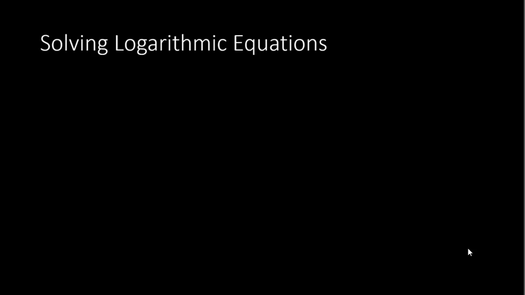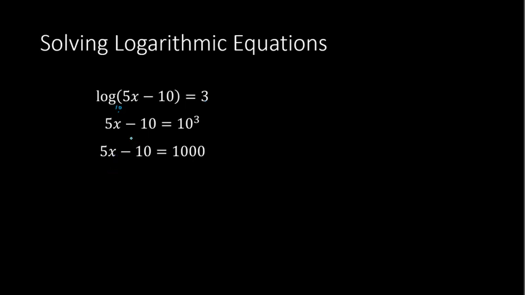Now, for the last part of the lesson, we want to work with solving logarithmic equations. So for example, let's say we had the log of 5x minus 10 equals 3. So the key for this one is we want to get out of logarithmic form and write in exponential form. So if the log does not have a base written, there's an assumed base 10. So we would have 10 to the third power equals 5x minus 10. 10 to the third power is 1,000. We can solve by adding 10 to both sides. We would have 1,010. And then we divide both sides by 5 to get x equals 202. So our solution is 202.